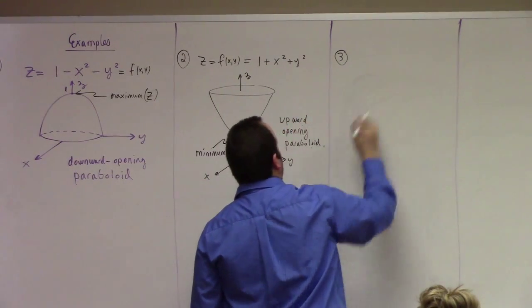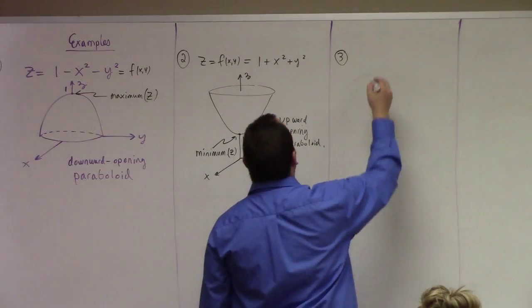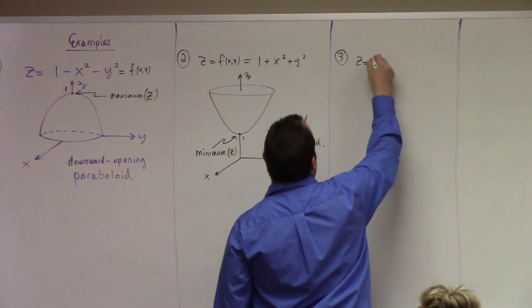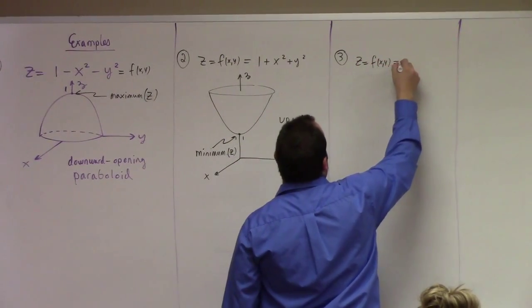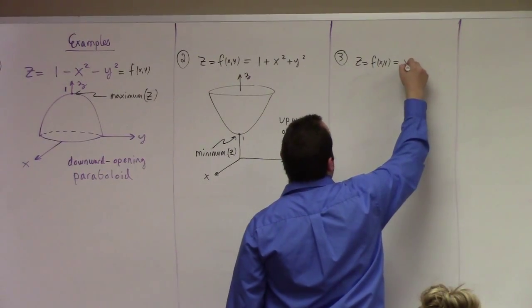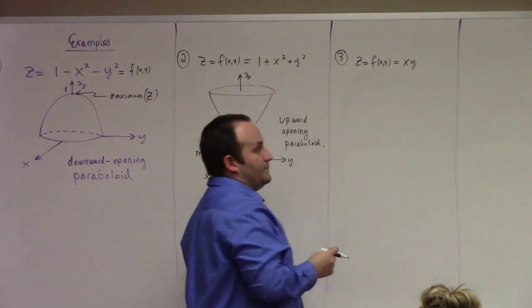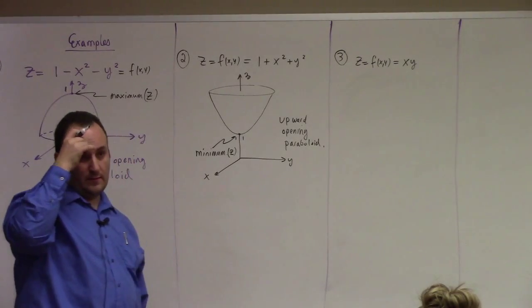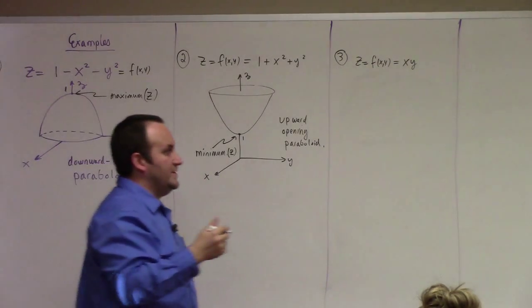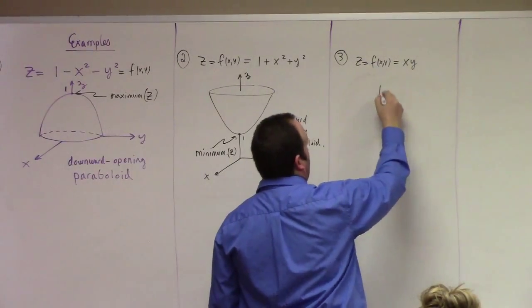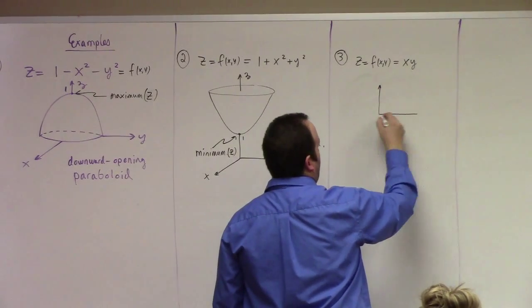I'm not very good at drawing this one. But something like this, z is equal to f of x y is equal to x y. So this one's kind of funny. I won't be able to draw a very good picture of it. I'm just going to show you what happens.